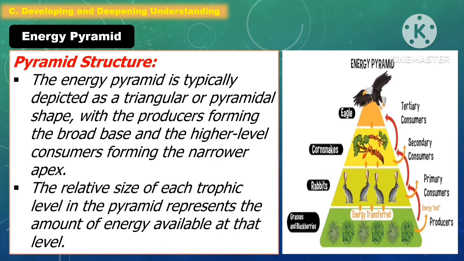The energy pyramid is typically depicted as a triangular or pyramidal shape, with the producers forming the broad base and the higher level consumers forming the narrower apex. The relative size of each trophic level in the pyramid represents the amount of energy available at that level.